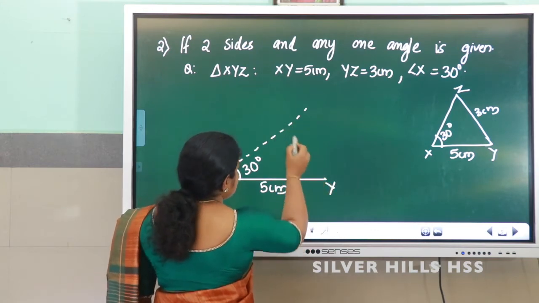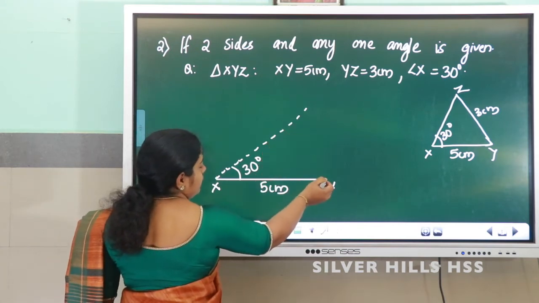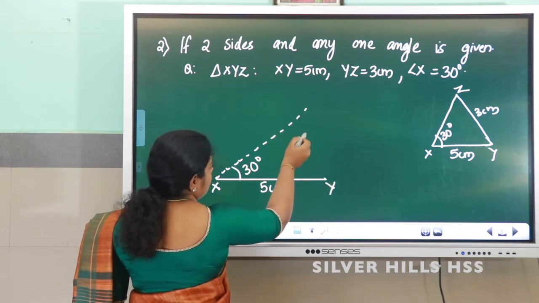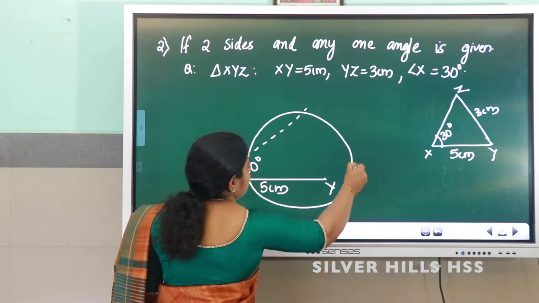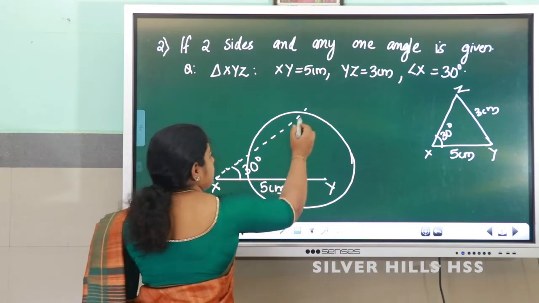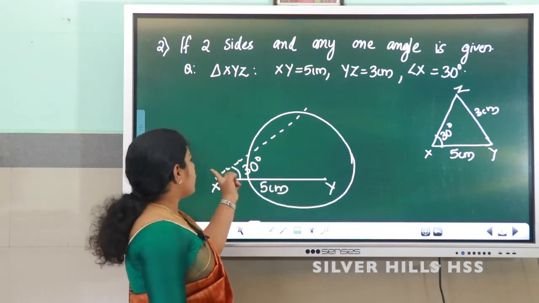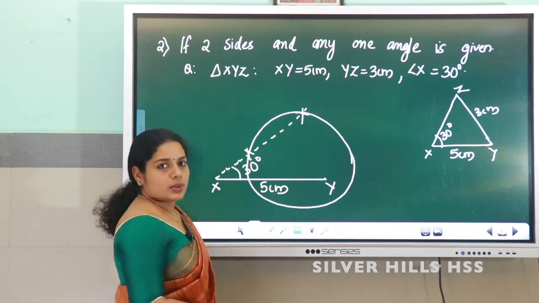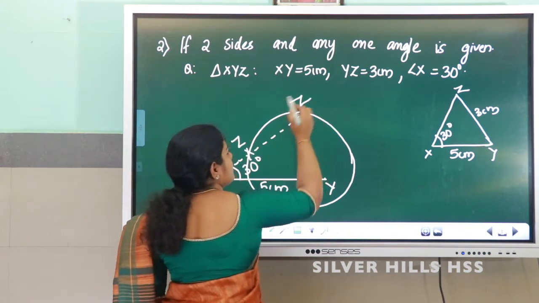Okay. So, suppose when we are drawing a circle from Y with radius 3 centimeter, it will be like this. This is a rough figure. That means there is a chance for this circle to intersect this line at 2 points. So, either we can choose this point as Z or this point as Z.